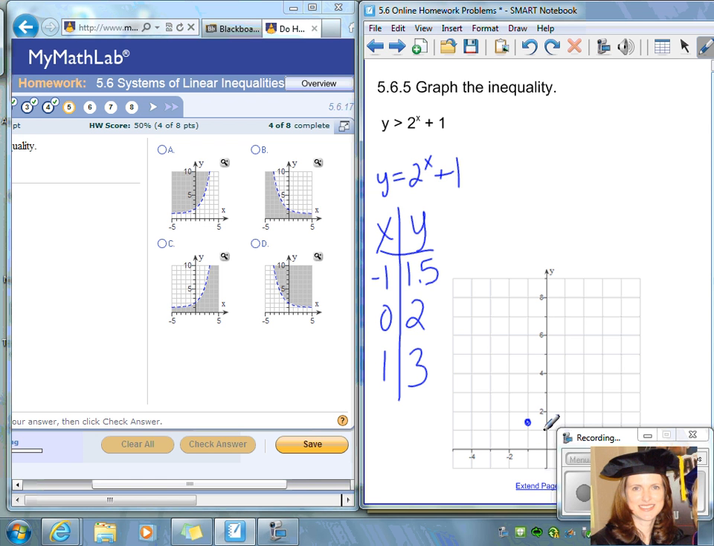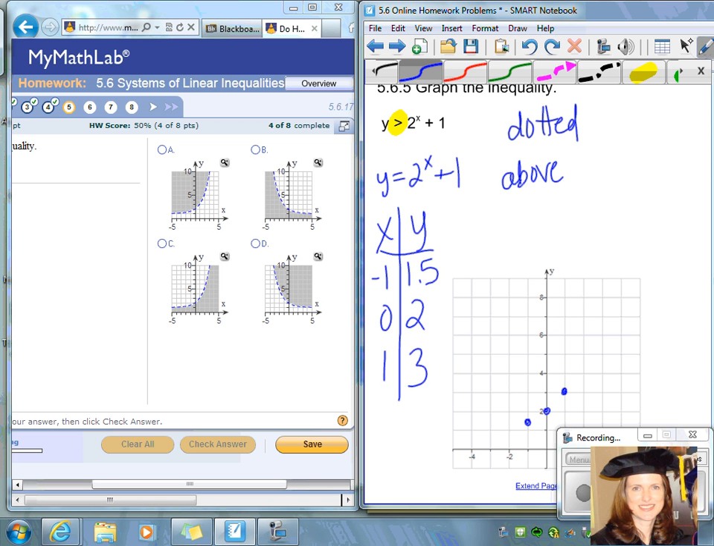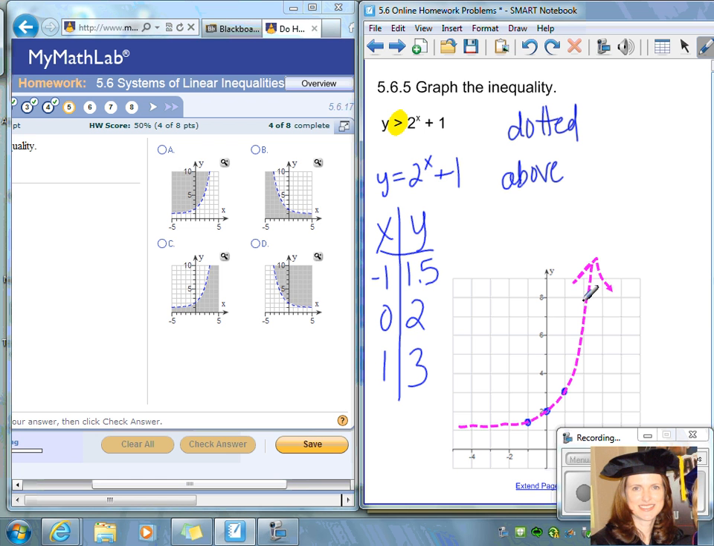When x is -1, y is 1.5; when x is 0, y is 2; when x is 1, y is 3. This is an exponential growth equation, and since it is a greater than sign, that means we're going to use a dotted line, and we're also going to shade above that line. Not a line, sorry, curve. So we graph a dotted exponential growth curve, and then we shade above it.